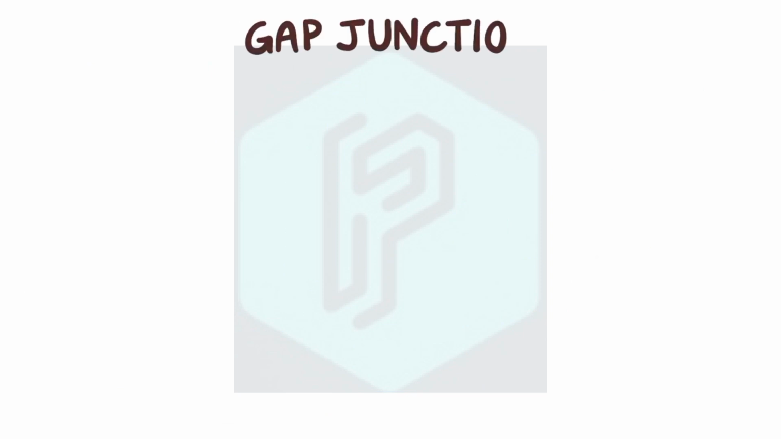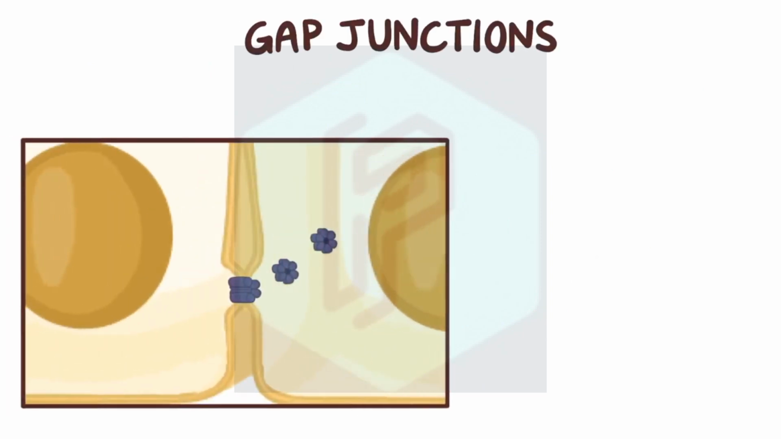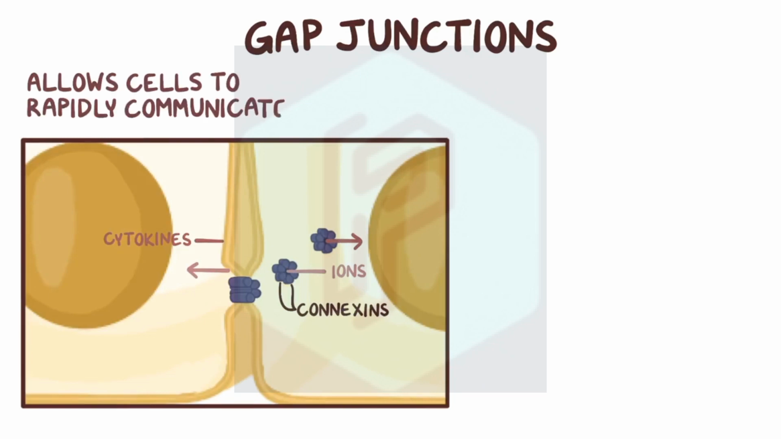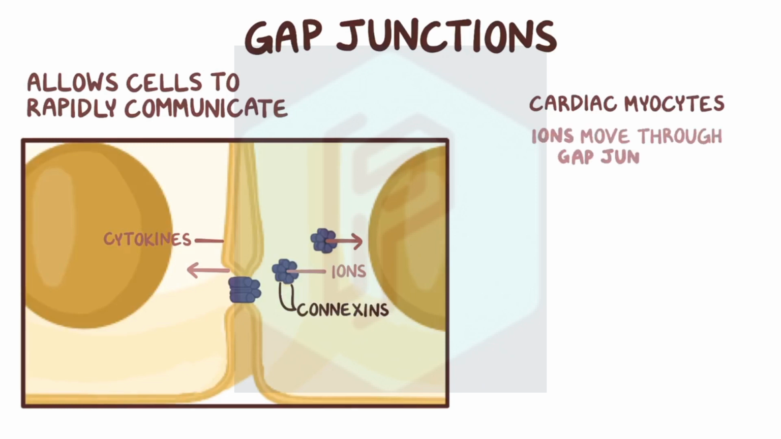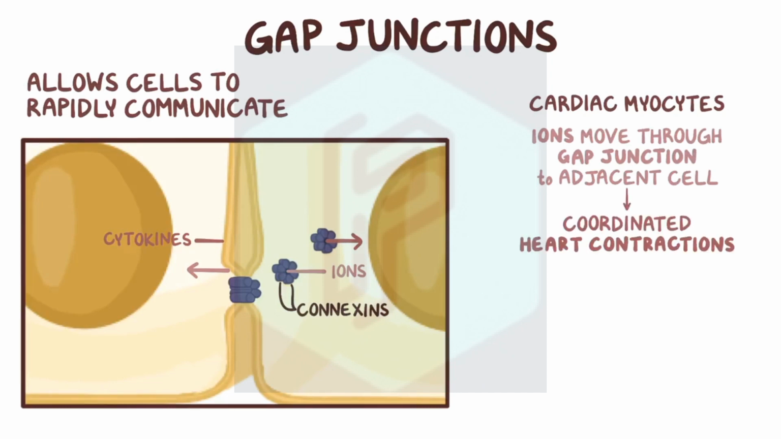Next are gap junctions, which are sort of like sky bridges that might connect two adjacent buildings. A single gap junction is made up of several connexin proteins, which are transmembrane proteins. These connexins create a tubular structure that allows charged particles like ions and small molecules like cytokines to pass between cells. This allows cells to rapidly communicate with each other. For example, in cardiac myocytes, or heart muscle cells, ions from one cell can move through a gap junction to an adjacent cell, and that can help create coordinated heart contractions.